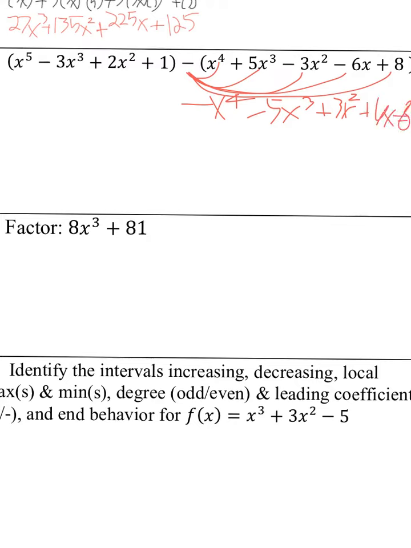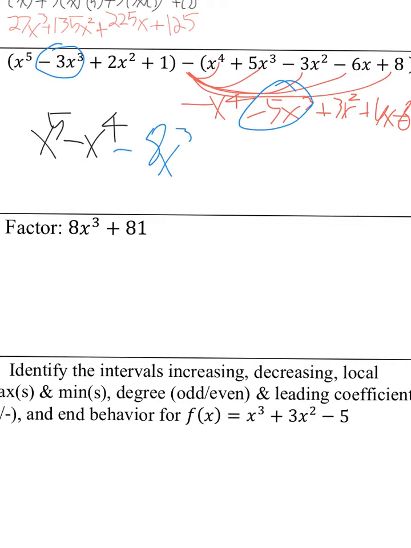All right, so now let's just add like terms. Is there anything to the fifth power? No, there's not. So it's just going to say x to the fifth. And then what's next in line? The fourth power. So it's going to say minus x to the fourth. And then is there anything to the third power? Yes, there is. We have minus 3x to the third and minus 5x to the third. So that'll make minus 8x to the third.